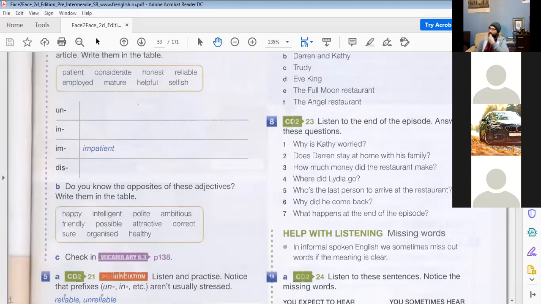Or if we want to use a prefix, intelligent, which one? Do we say unintelligent? Disintelligent? Which one? Unintelligent. You think unintelligent? Yeah. Okay.